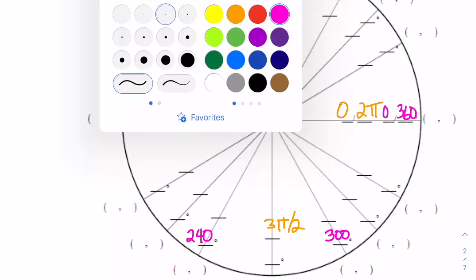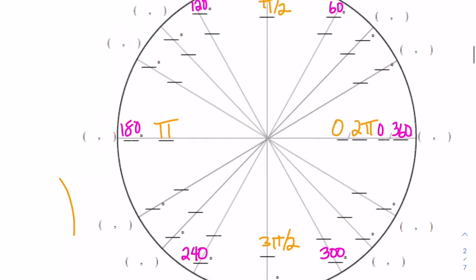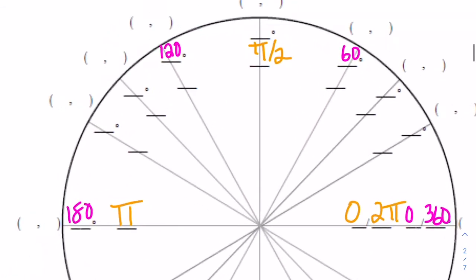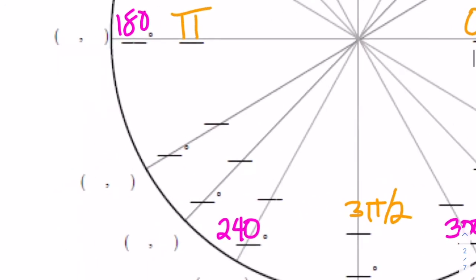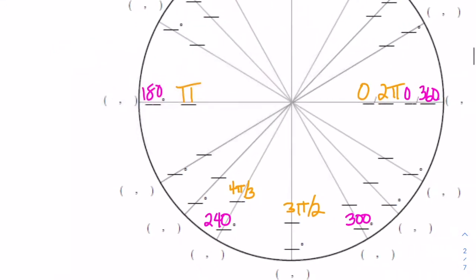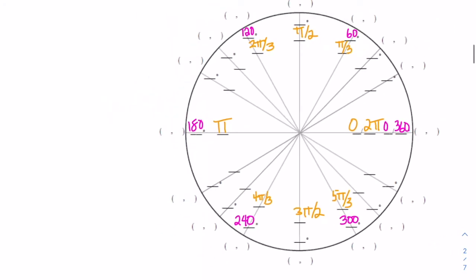All right, so let's put these in radians. So we know that the first one, sorry, that would be pi over 3 would be 60. And then we have 2 pi over 3. 3 pi over 3 reduces to 180. Then we have 4 pi over 3. 5 pi over 3. And then 6 pi over 3 takes us back to 2 pi.